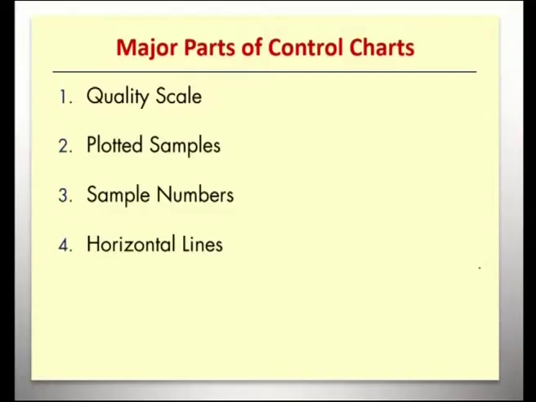And when you draw the quality control charts, 4 points have to be taken into account. That is, first of all, the quality scale, then the sample points plotted in the chart, then sample numbers, and horizontal lines. The horizontal lines are the upper control line, the lower control line and the actual control line. These are 3 horizontal lines.